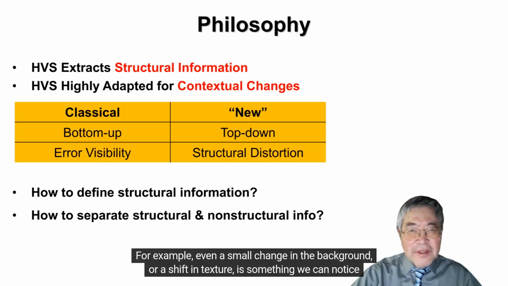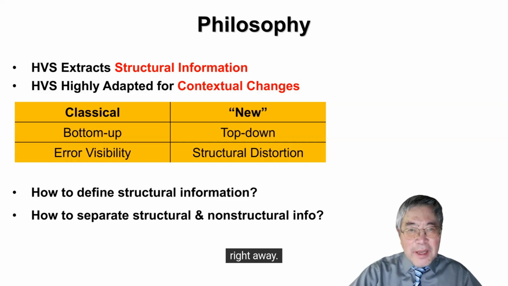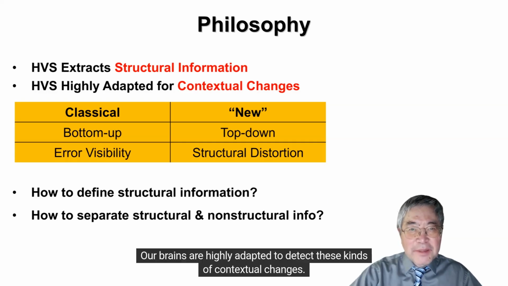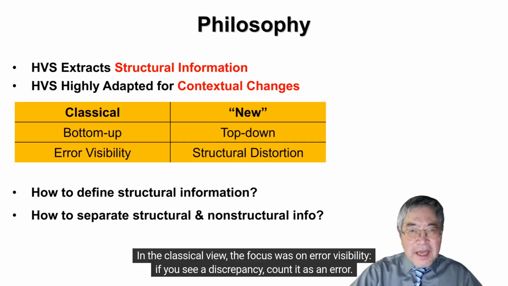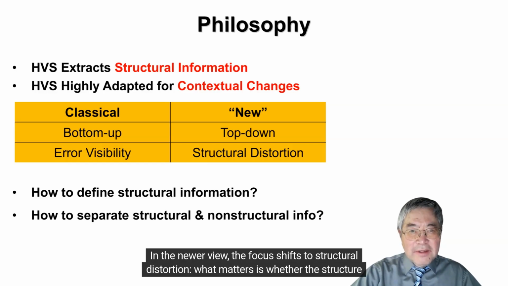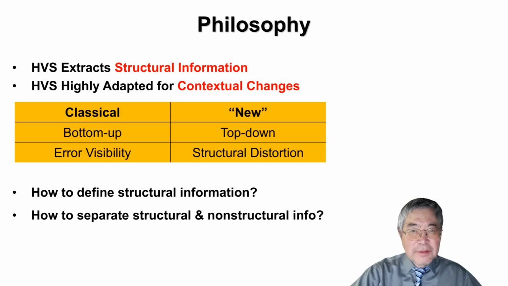For example, even a small change in the background or a shift in texture is something we can notice right away. Our brains are highly adapted to detect these kinds of contextual changes. In the classical view, the focus was on error visibility. If you see a discrepancy, count it as an error. In the newer view, the focus shifts to structural distortion. What matters is whether the structure of the image has been preserved.